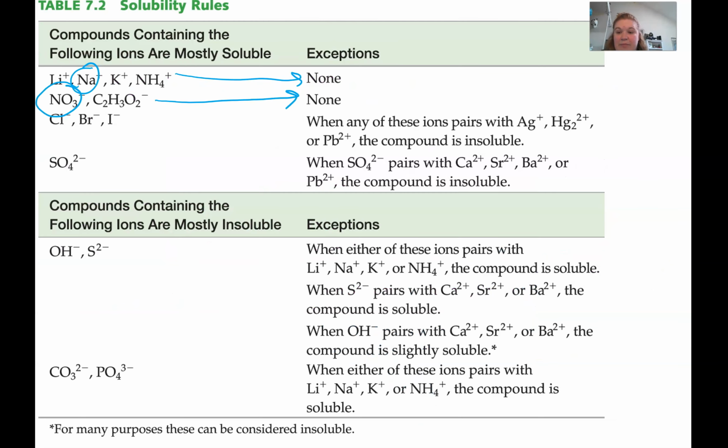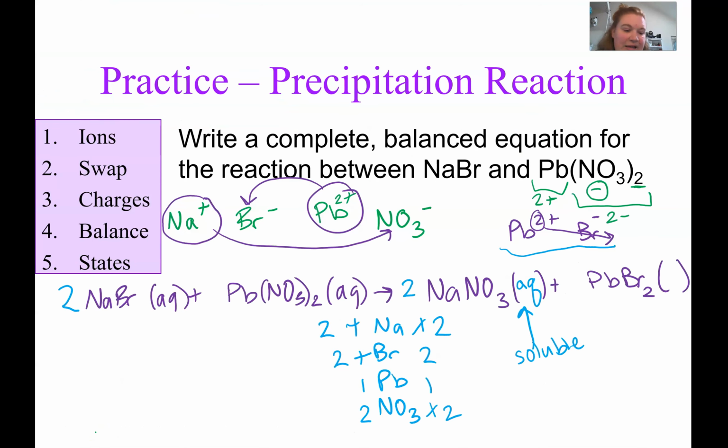And then we have lead bromide. So let me change colors on us. There's my bromine. It's in that soluble section, but when I look at the exceptions, there's the silver. So that tells me that silver bromide is going to be insoluble, and the way that we indicate that is with an S for solid. So there's my final answer, my balanced chemical equation. It has coefficients to balance the atoms, it has states, and it has products that have been balanced for charge.